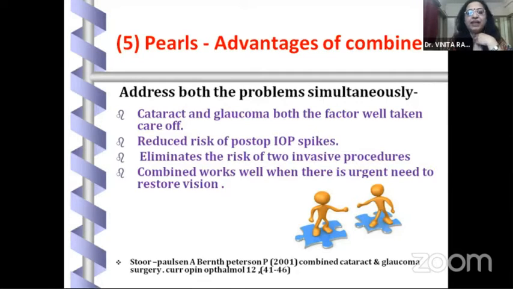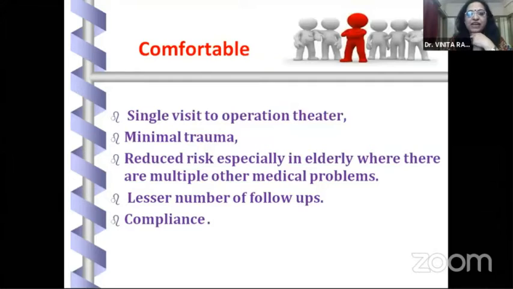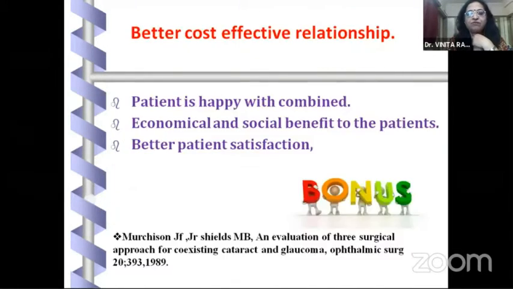Advantage is that you are tackling both the situations together, which is good for elderly people, and it is very comfortable because there is a single visit to the operation theater with a minimum trauma with lesser follow-up.